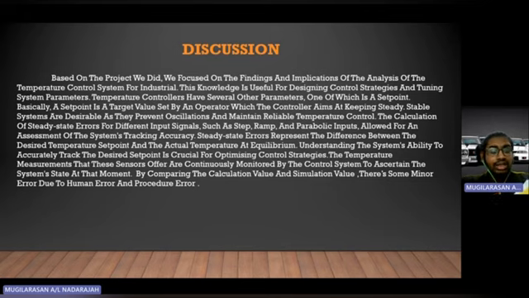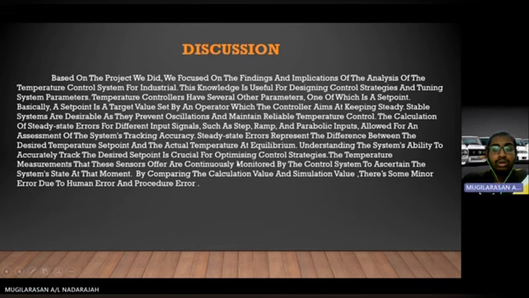The calculation of steady-state error for different input signals, such as step, ramp, and parabolic inputs, allows for an assessment of the system's tracking accuracy. The temperature measurements that these sensors offer are continuously monitored by the control system to ascertain the system state. By comparing the calculation value and simulation value, there is some minor error due to human error and procedure error.